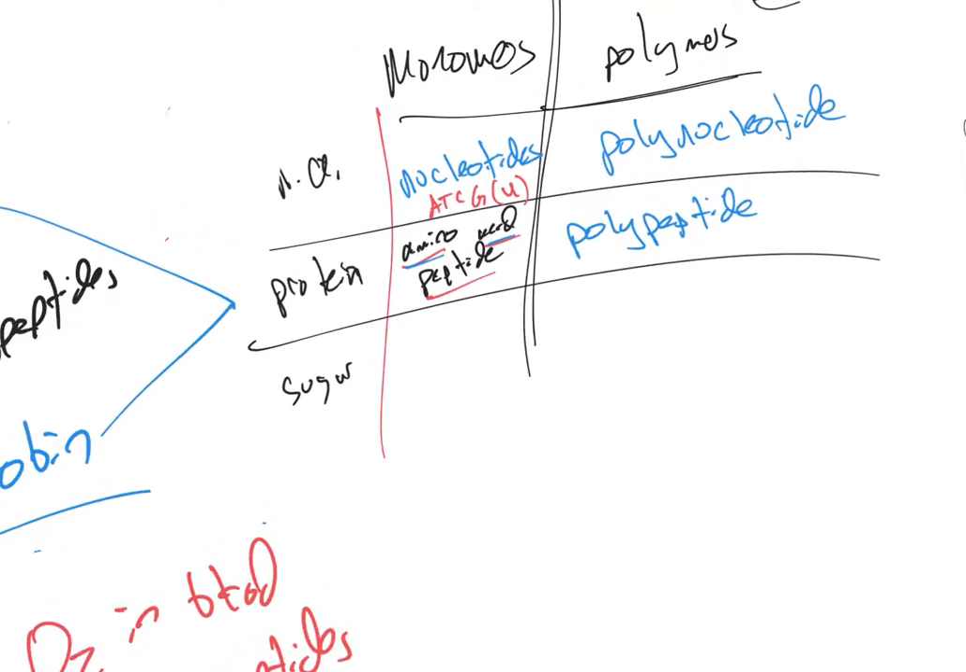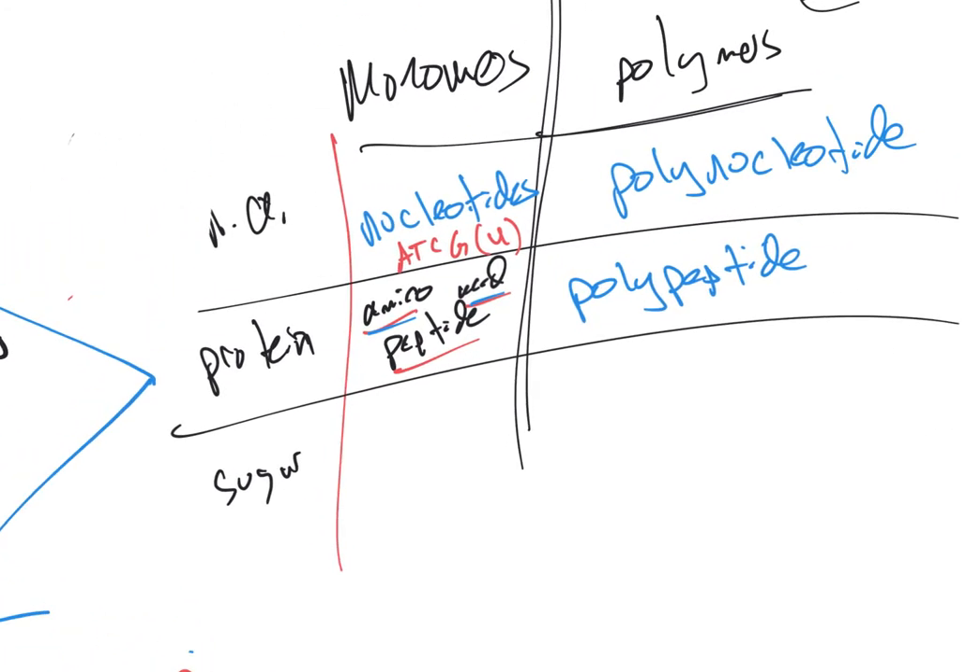So, the monomers, I should write this neater, the monomer is amino acid or peptide. A polymer is a polypeptide. A polypeptide does not mean it's a full protein. It can be. A polypeptide can be a protein, but a protein can be made of more than one polypeptide.